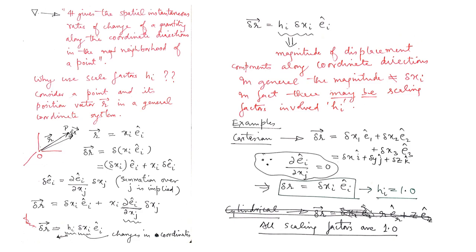For Cartesian, you can simply write delta r as delta xi and the product of the corresponding unit vector ei cap. So it means that all my scale factors, from this basic expression of delta r for my Cartesian coordinate system, I can conclude that hi is 1. hi being 1 means 3 hi's, h1, h2 and h3. That means one associated with x, one associated with y, one associated with z direction. They are all unity. So all scaling factors are unity.